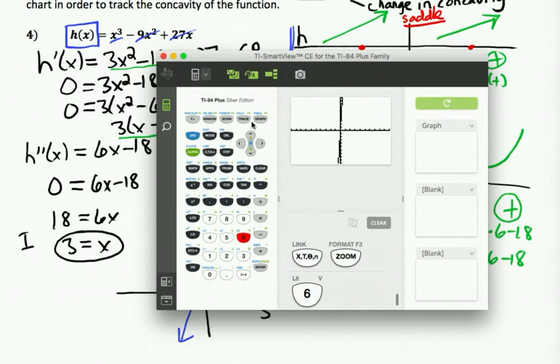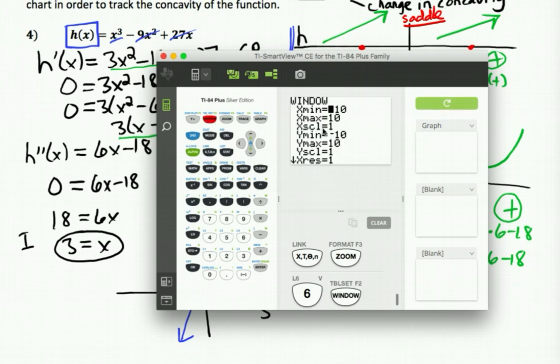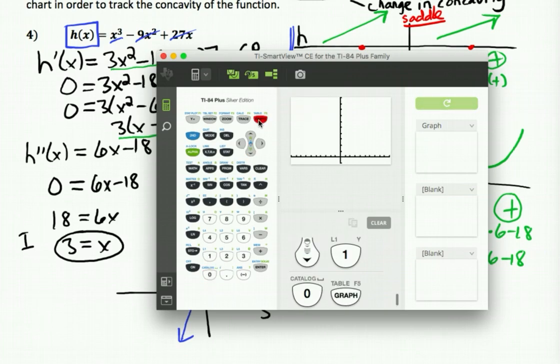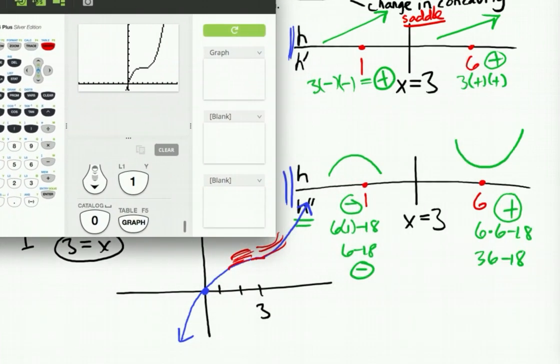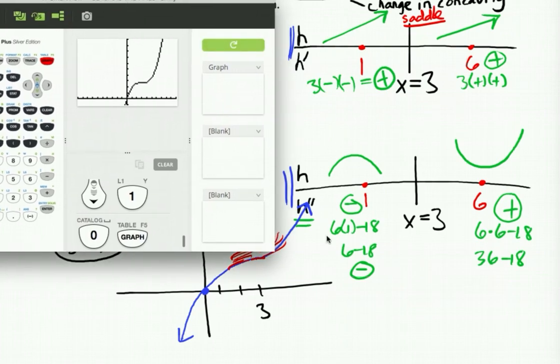And so it's a little hard to see there. Maybe I will make my window go a little bit higher, maybe 100 by 10s. Let's try that. And there you go. You can see the same kind of shape that we had right there. And you can see that it also matches all the information from our first derivative test and our concavity test, not to be confused with the second derivative alternative to the first derivative test.